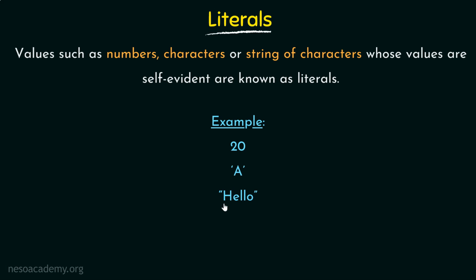And then we have a string hello. We just know that it means hello. So as simple as that. We know that these values are self-evident, and that is why they have the name literals. Now why are we studying this? Because there are different ways literals are represented in C++. So we will see them one by one.